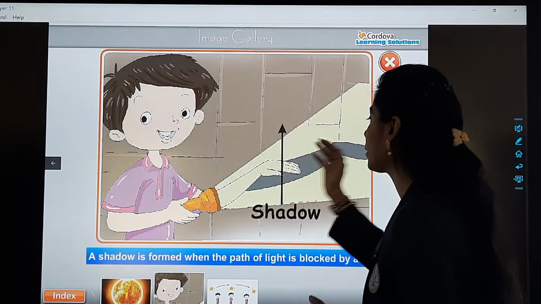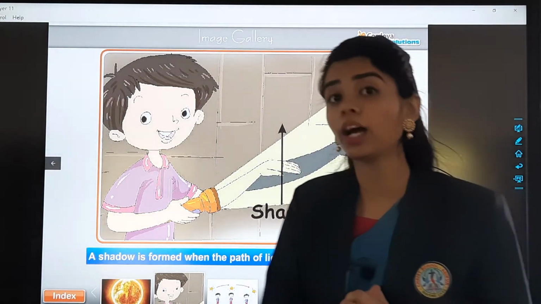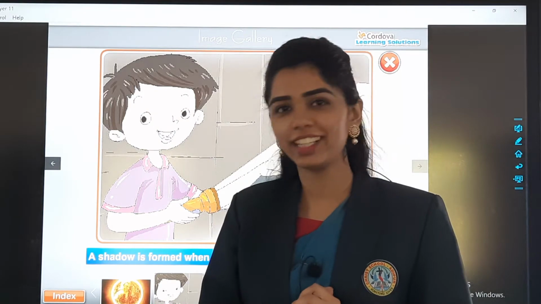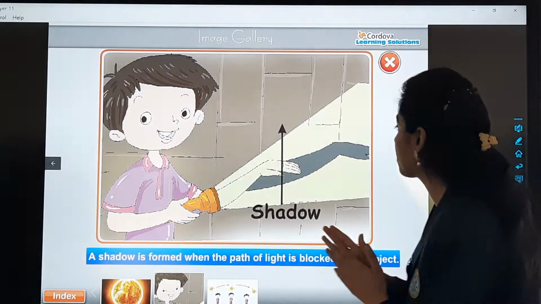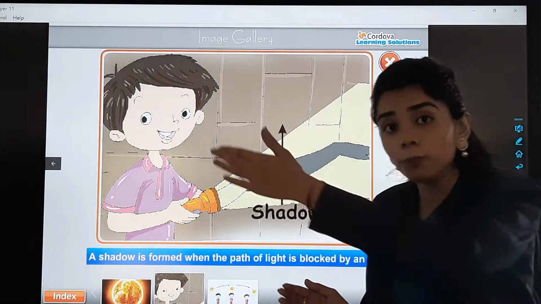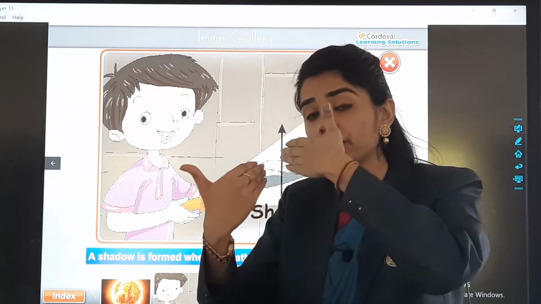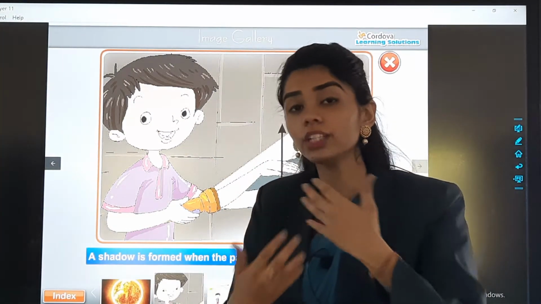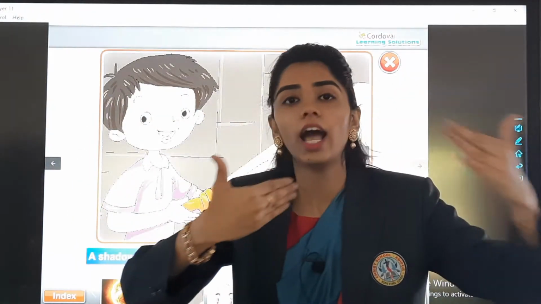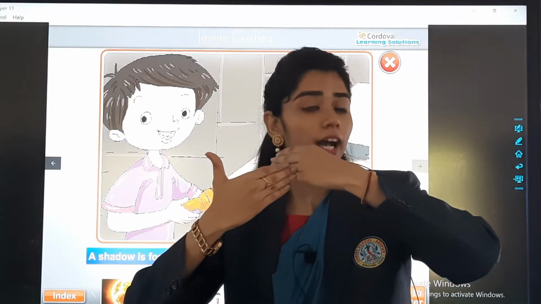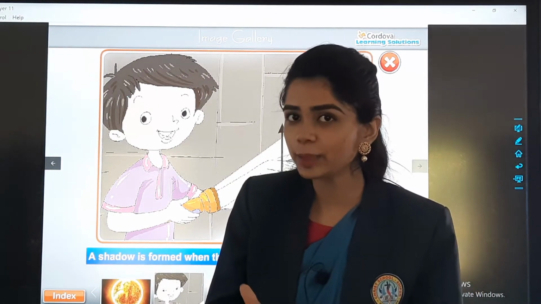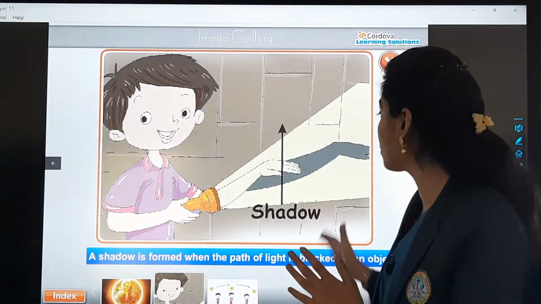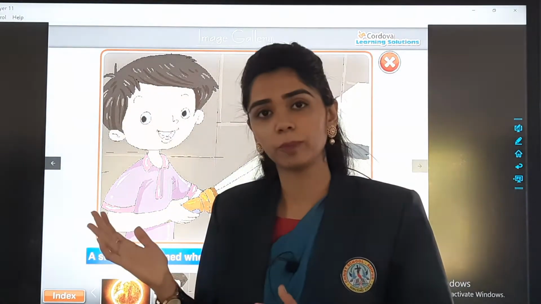But when we removed our hand, did we see the shadow? No. Why? Because a shadow is visible when there is an object or some obstacle that comes in between. When light is passing and an object comes in between, it makes a shadow. Is it clear? Now we will learn more about shadow.